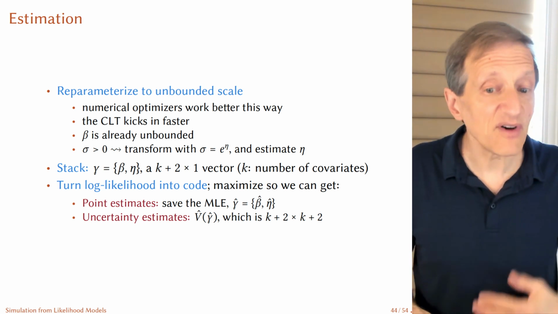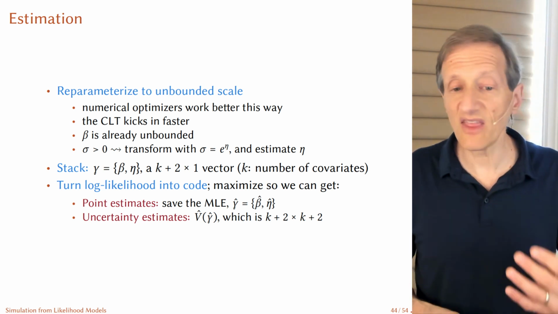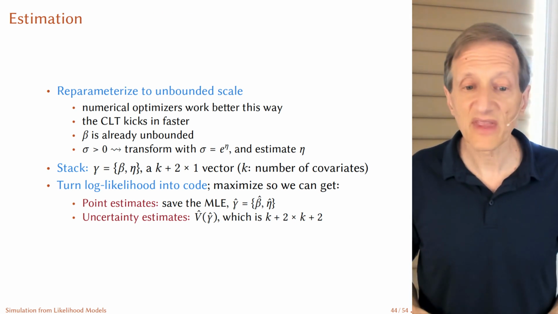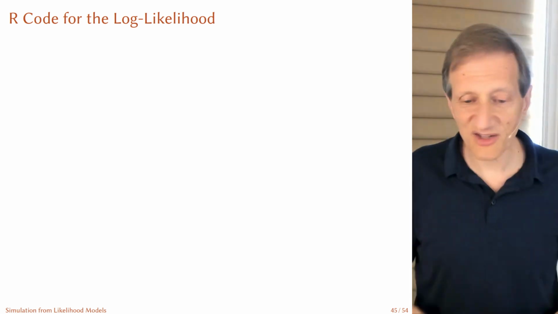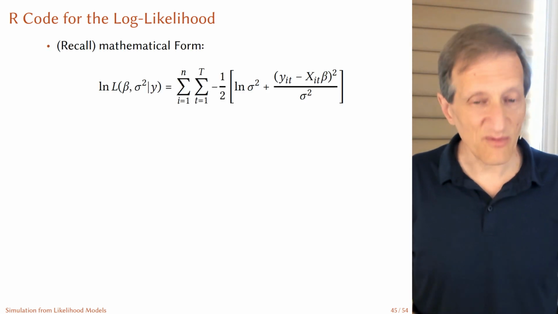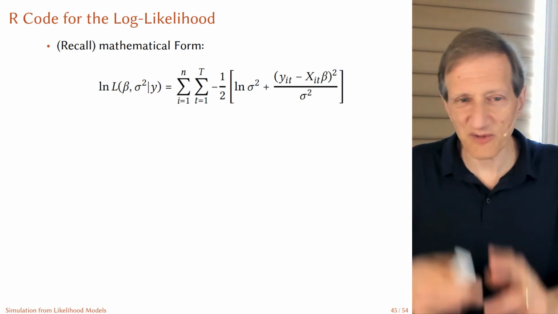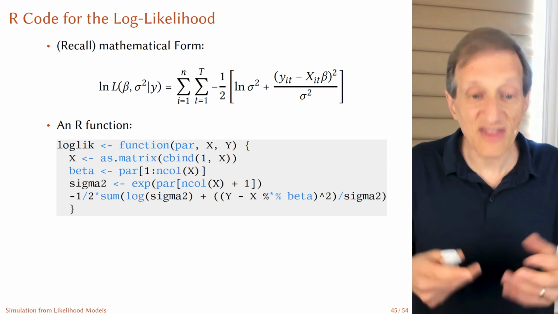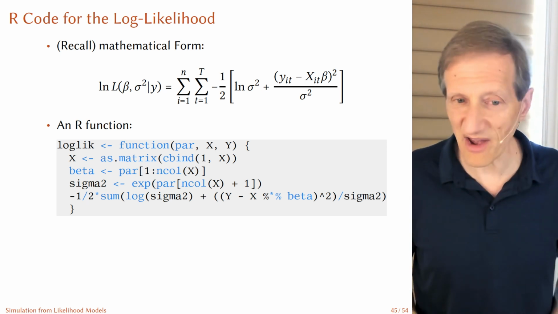Then we're going to have uncertainty estimates. The uncertainty estimates will be the variance covariance matrix of gamma. And then let's look at the R code. Okay, so how do we do this? Here's the mathematical form, which I've shown you before. I derived this before, so I'm just printing it here again. And we have to put this into code. That's the code. You can pause and have a look at that.